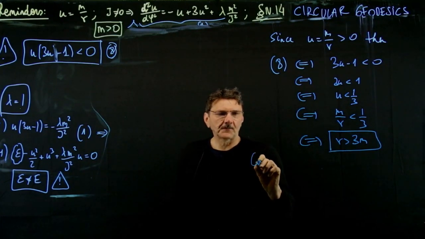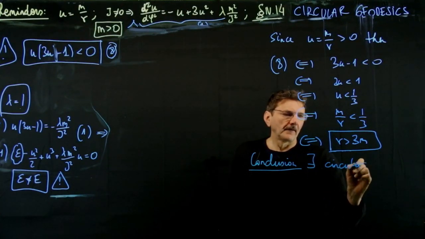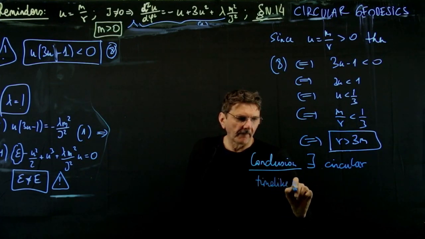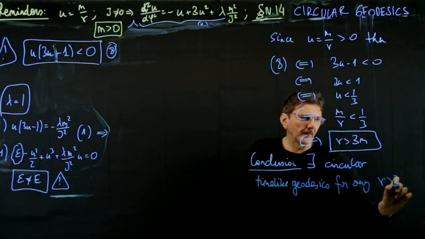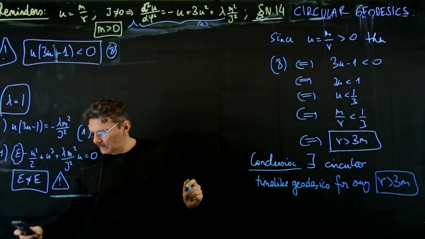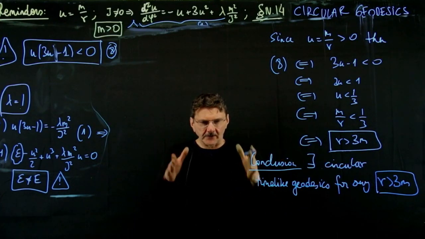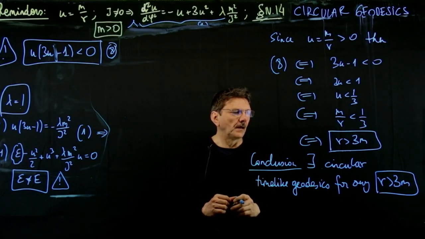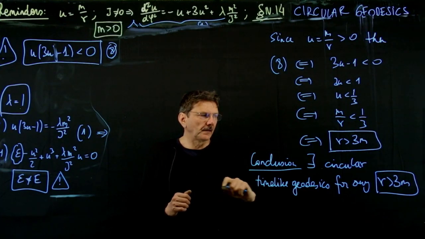Okay. So the conclusion: there exist circular time-like geodesics for any r larger than 3m. So this region r equals 3m is actually special because at r equals 3m you have these circular null geodesics, and outside of it at every point you have circular time-like geodesics, so planetary orbits which are circular in this region.